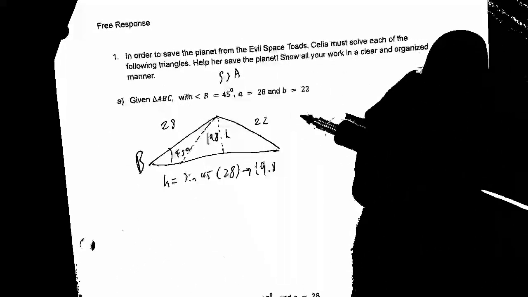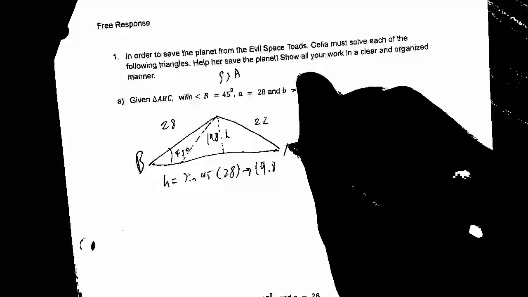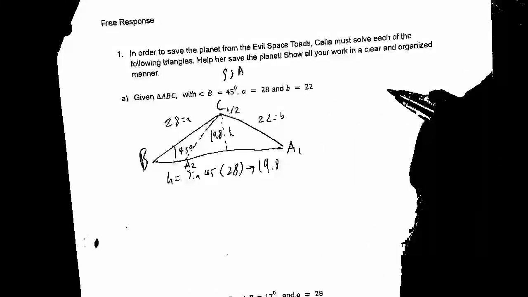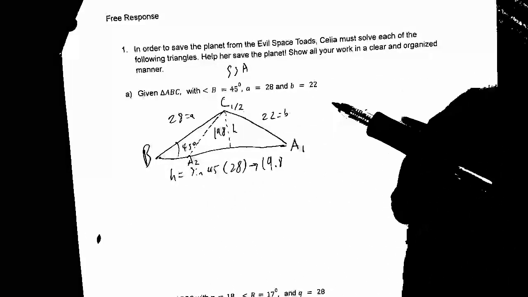Let me kind of finish labeling. So we're going to have B here. This is going to be like our A1, because this is our little a over here. And then this would be our big C, or there's kind of going to be like a C1 here and a C2 here. And then there will be an A2 here, okay? So there are these two triangles. This triangle here, and then this triangle here, okay?